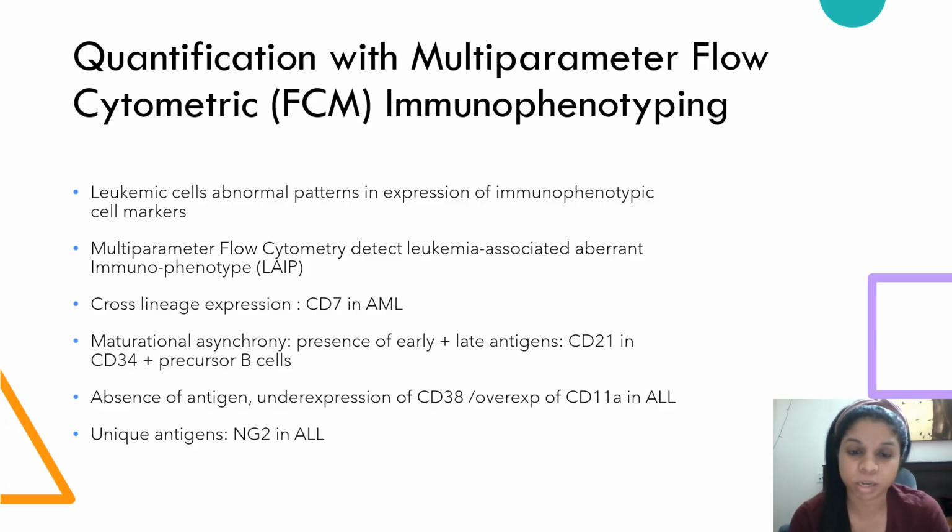If there are no cells that are expressing, that means the patient must be having complete remission of the leukemia. Okay, so like that, unique antigens also can be seen, like in ALL the NG2 antigen can be seen, which is usually not at all seen in the normal cell.